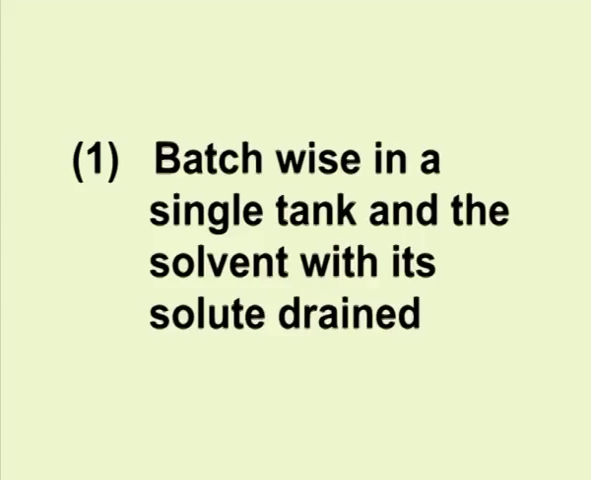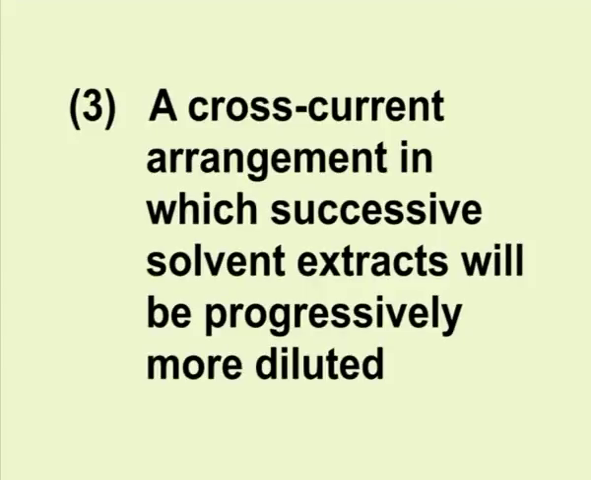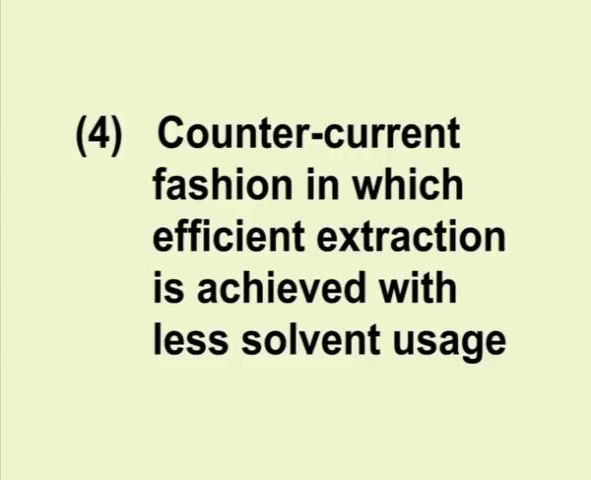The separation may be done in a stir tank in one of several ways. One, batch-wise in a single tank, and the solvent with its solute drained, or continuous with a mixing and a settling tank. More efficient extractions are achieved with continuous addition of solvents. A cross-current arrangement, in which successive solvent extracts will be progressively more diluted, and lastly counter-current fashion, in which efficient extraction is achieved with less solvent usage.